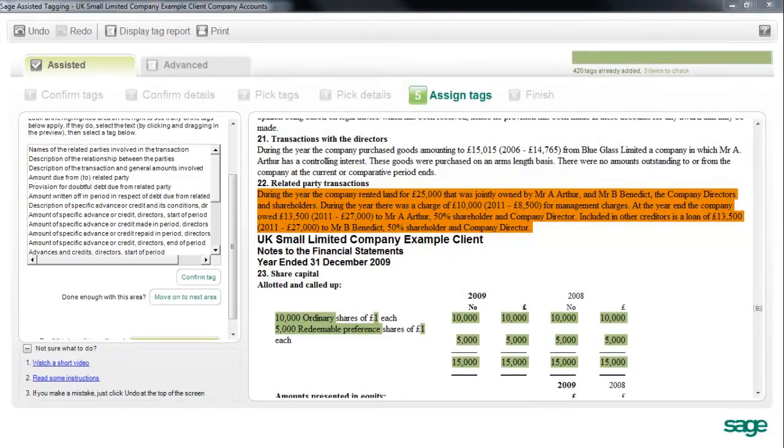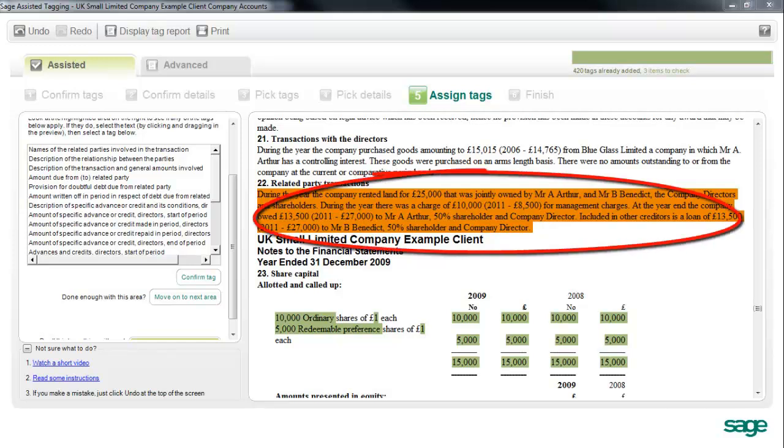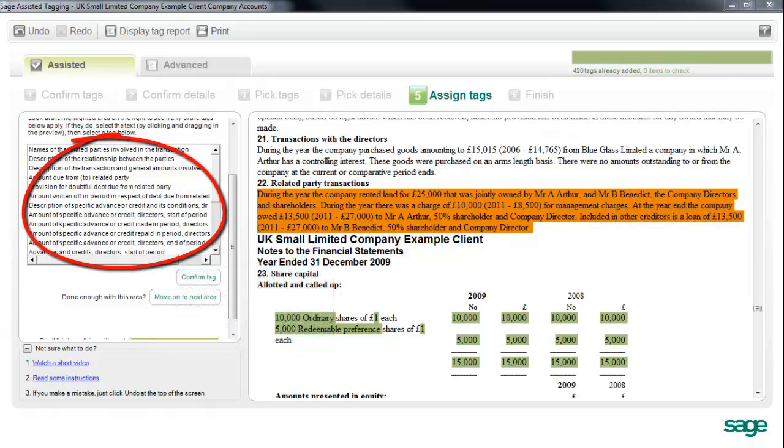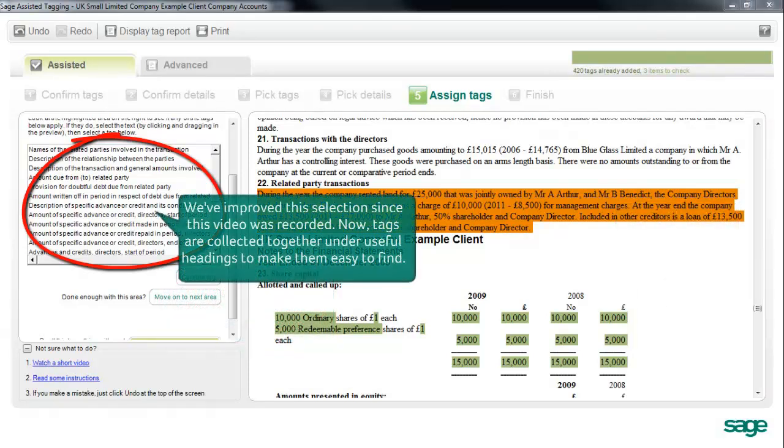You will see that the related party transactions text is highlighted in orange as the area that requires your attention. On the left-hand side of the screen, you will see the Suggested Tags window. In this window, we have listed all the iXBRL tags that could potentially be used to tag the text that appears in the related party transactions note.